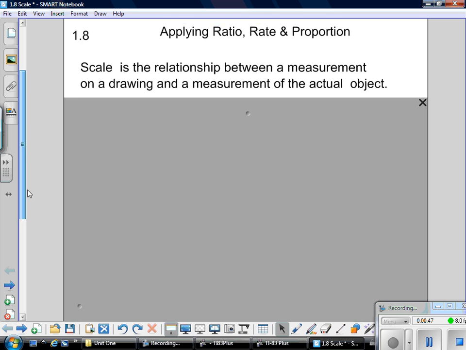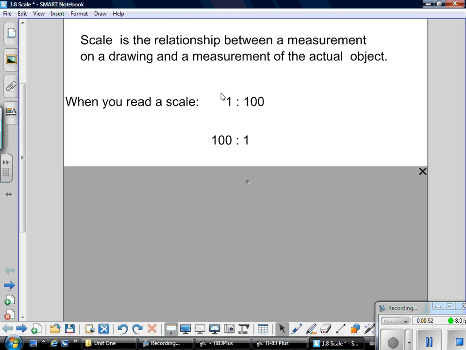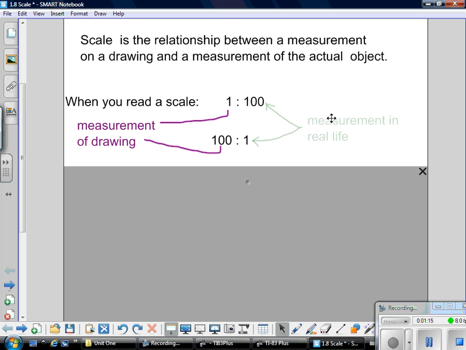So when we're reading a scale, we have like 1 to 100 or 100 to 1. What we're looking at, first of all, in the first position of a scale, that's the measurement of a drawing. One part of this is on the paper, and then the second number is the measurement in real life. So the measurement on the paper, the measurement in real life.